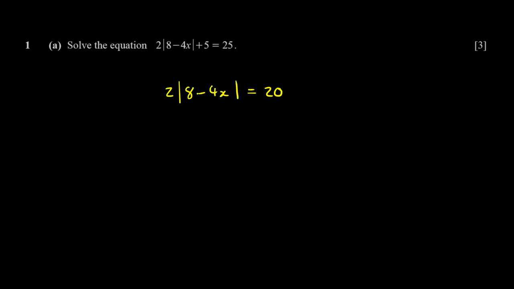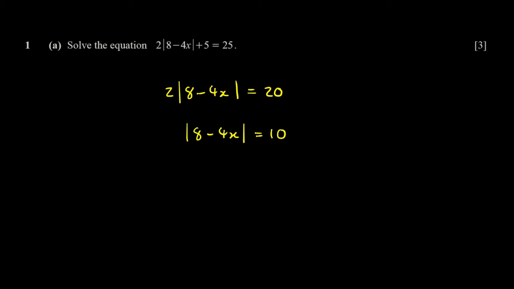Then I'm going to divide both sides by 2. So I get 8 minus 4x is equal to 10. And then really what I've got to do, there are two ways: I could either square both sides or I could use the definition of the modulus. I think I'm going to use the definition of the modulus first. So let me just try to explain that.